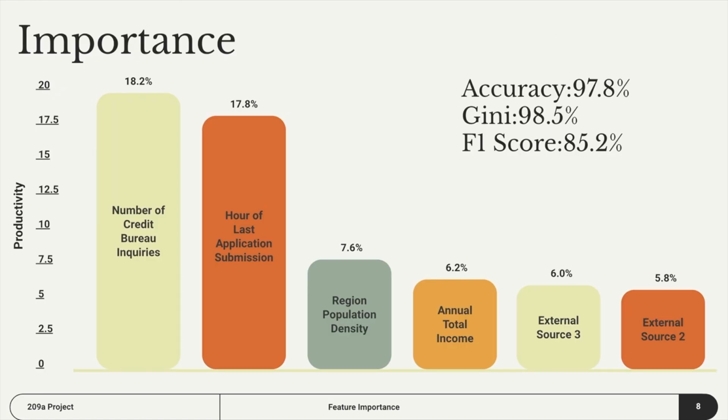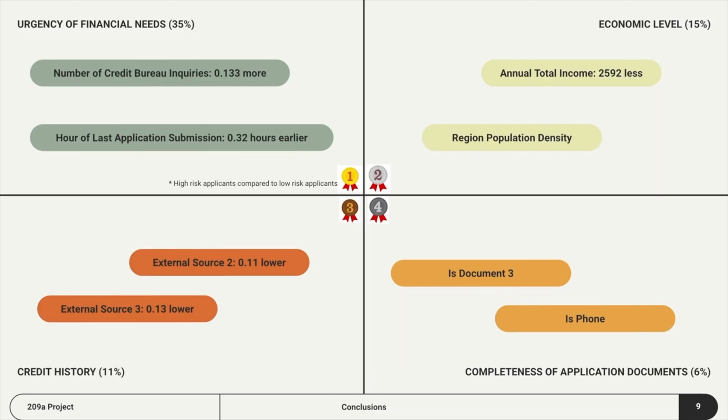We achieved promising results on the test set using the LightGBM model mentioned above, and then to derive actionable insights, we use gain importance from it to measure each feature's contribution to the loss reduction. The raw scores were normalized into percentages for clarity, and the results are as follows. We then grouped the important features into 4 dimensions, with urgency of financial needs being the most critical, accounting for 35% of total importance. High-risk applicants check their credit records more frequently and submit applications earlier, reflecting greater financial urgency.